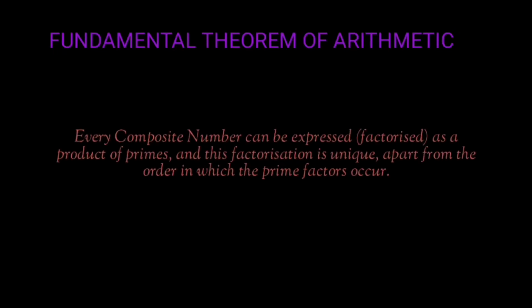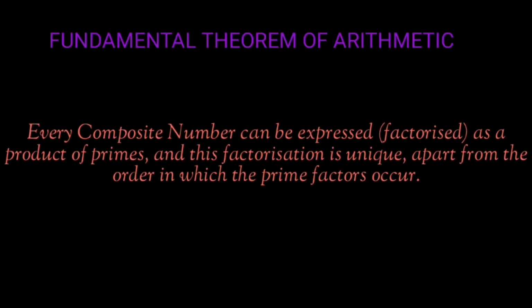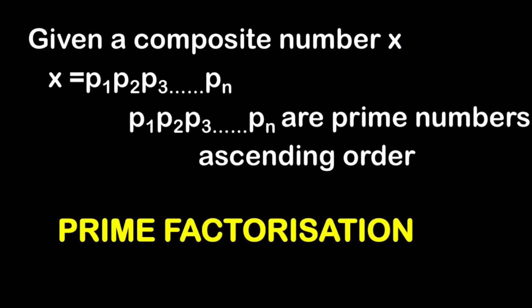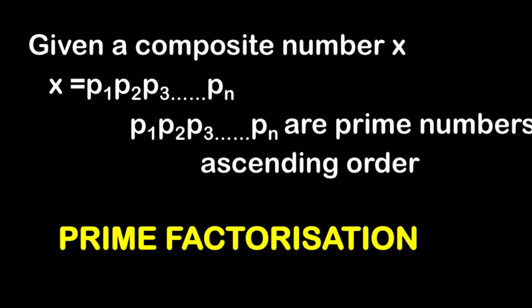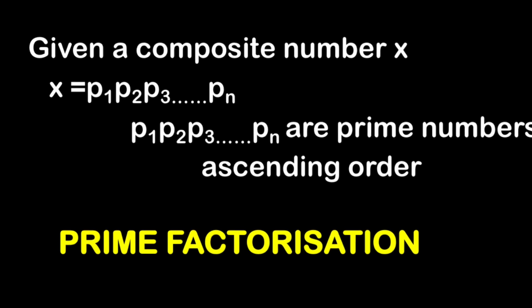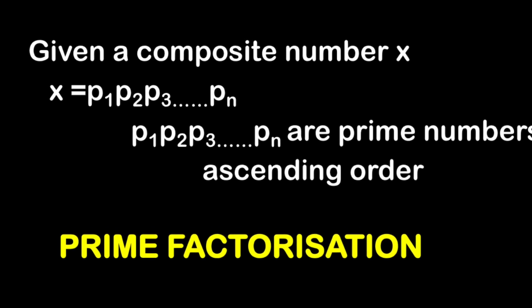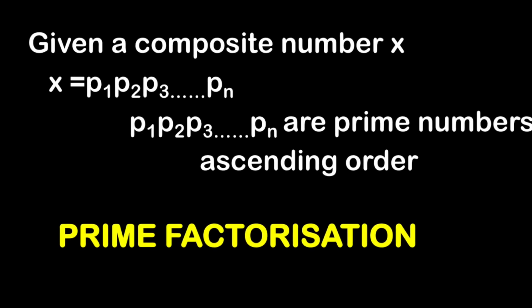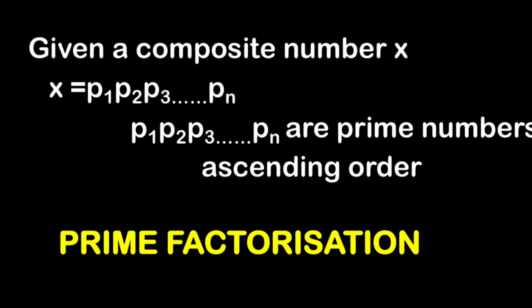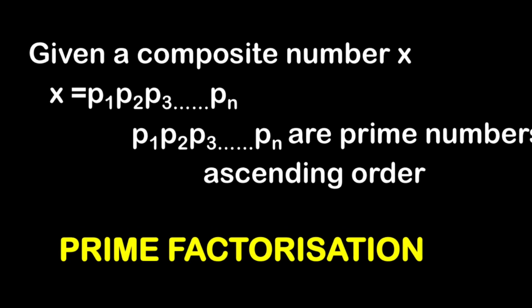And the fundamental theorem of arithmetic is all about composite numbers. It states that every composite number can be expressed or factorized as a product of primes, and this factorization is unique apart from the order in which the prime factors occur. So in general, a composite number x can be written as x is equal to p1, p2, p3 up to pn, such that p1 to pn are prime numbers arranged in ascending order. This is referred to as prime factorization. Prime factorization is nothing but writing a composite number as a product of its prime factors in ascending order. Clear?